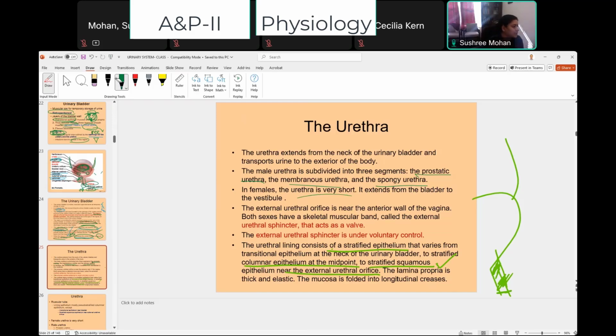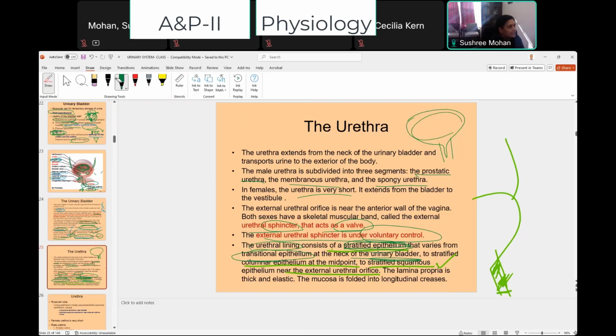In the female, the urethra is very short. It extends just from the bladder to the vestibule. Okay, and the external sphincter is under voluntary control. The urethral sphincter acts like a valve. The urethral lining consists of stratified epithelium that varies from the transitional epithelium at the neck. So remember this: there is transitional epithelium at the neck of the bladder. The urethral lining changes from point to point, gradually changing from transitional to stratified.